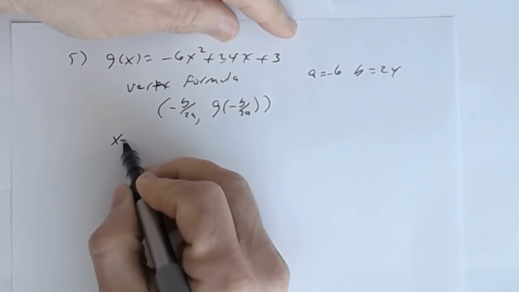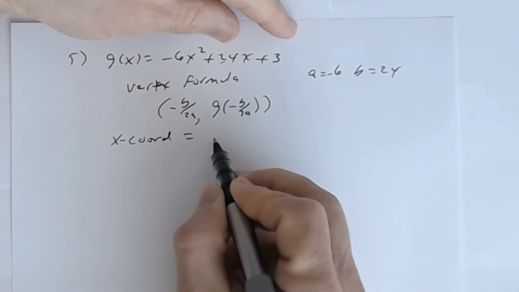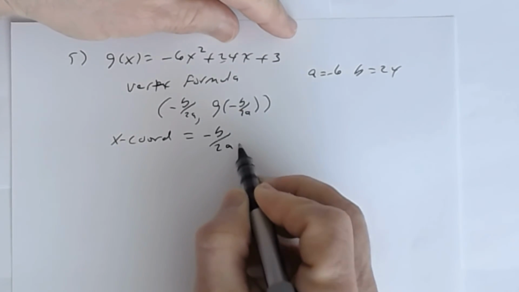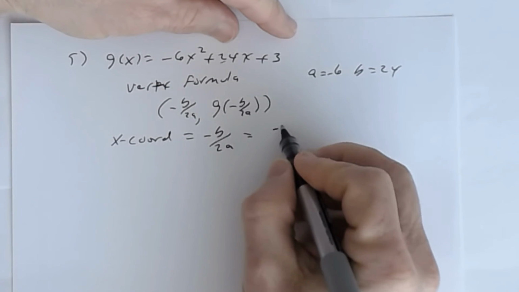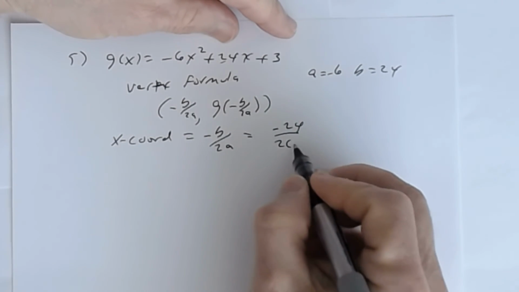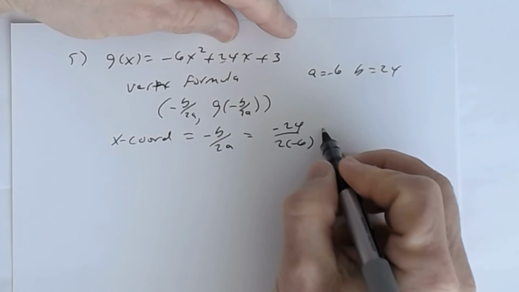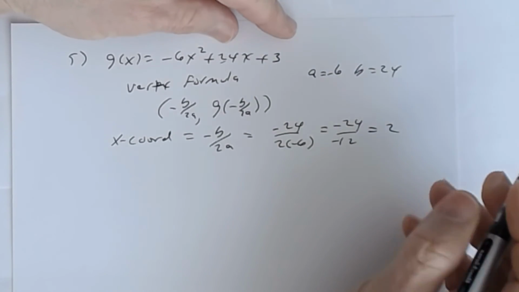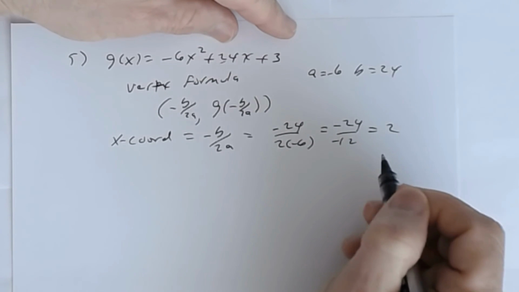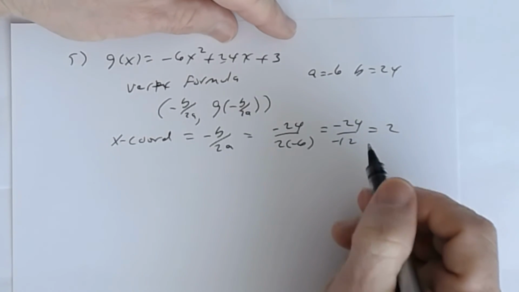And so the x-coordinate of the vertex is negative b divided by 2a. If b is 24, then the opposite of 24 is a negative 24. Divided by 2 times a is negative 6. So I get a negative 24 divided by negative 12, which is a positive 2. So I found the x-coordinate of the vertex. I found h.